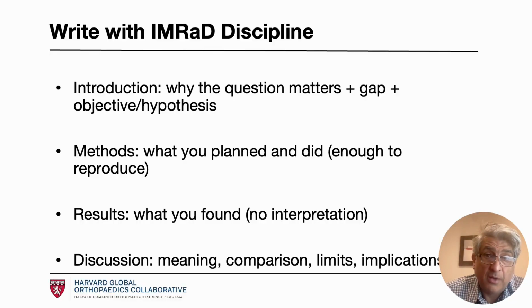In the introduction, you talk about why the question matters, what the gap is, and what the objective and hypothesis of this work are. In methods, you talk about what you planned and what you did. You should give enough information so people can reproduce your work. In results, you report what you found. This is not the place for interpretation. In discussion, you talk about comparisons, limitations, implications, and interpretation of your work with respect to the existing literature.